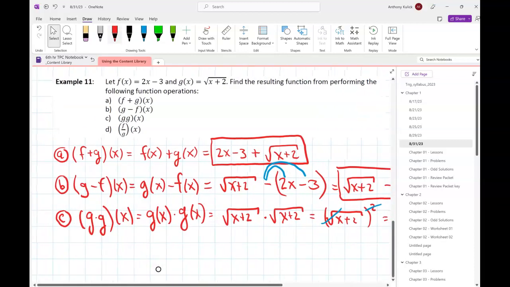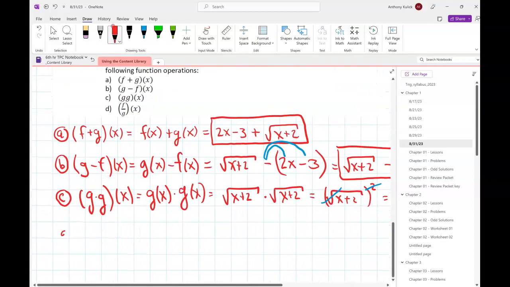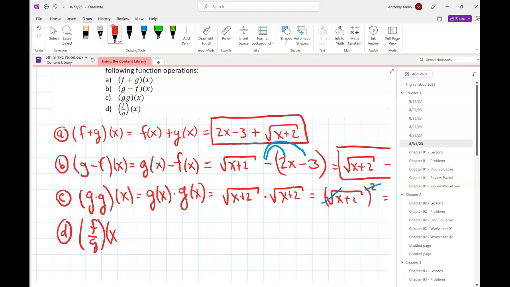Okay, and then our last example. This is f divided by g of x. Well, this is f of x over g of x. And I know f of x is 2x minus 3, and I know g of x is square root of x plus 2. So let's go ahead and use our definition and plug in what f and g are. Can I simplify that at all?